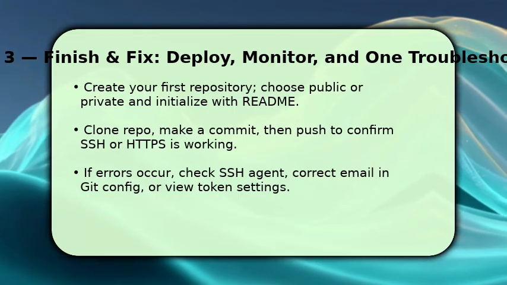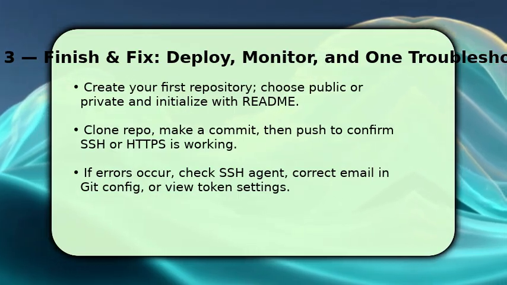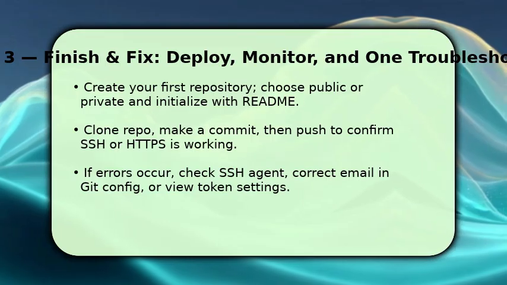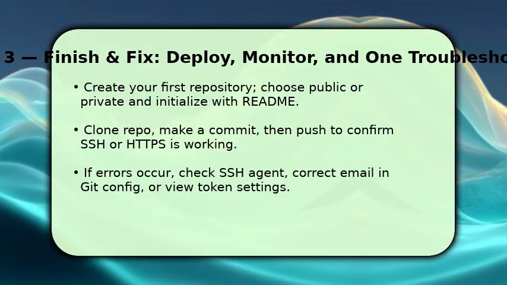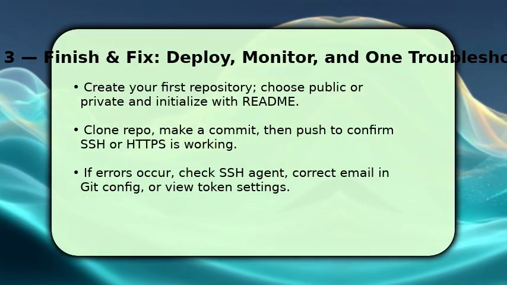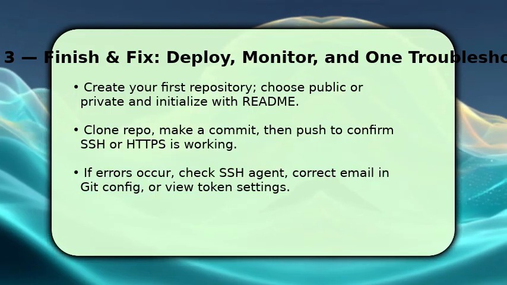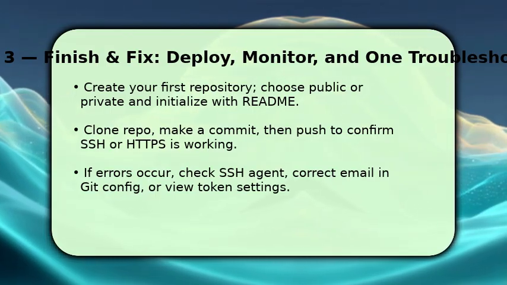If the push fails, check whether you used SSH versus HTTPS, confirm your SSH agent is running, or reconfigure your Git user, email, and user name. Once the push succeeds, explore GitHub features like branches, releases, and pull requests.